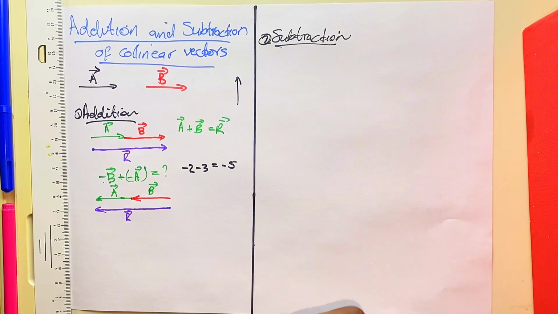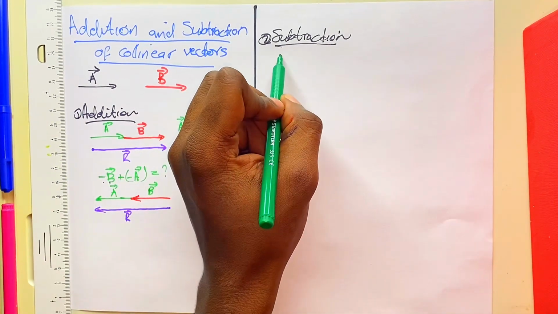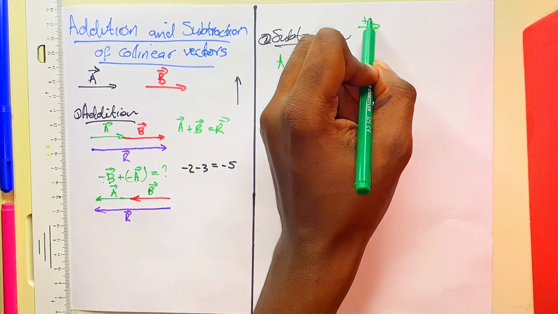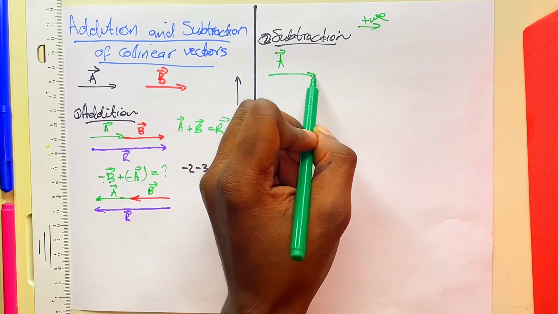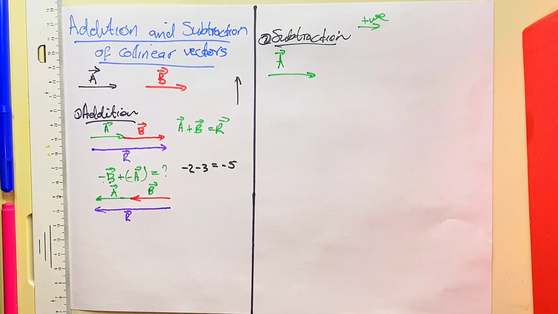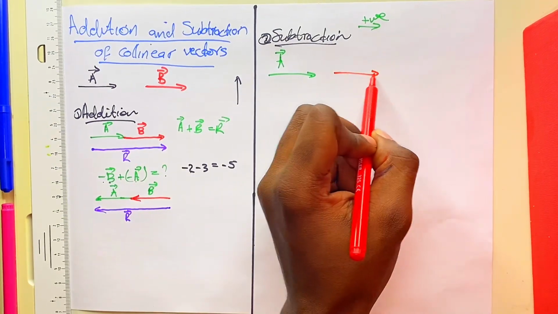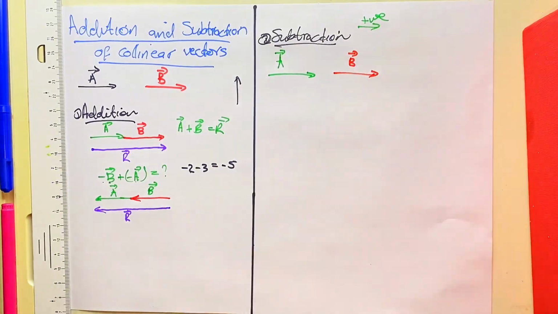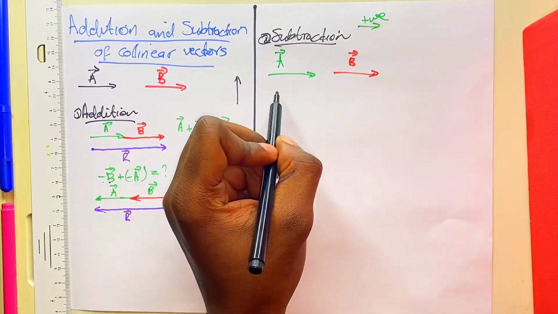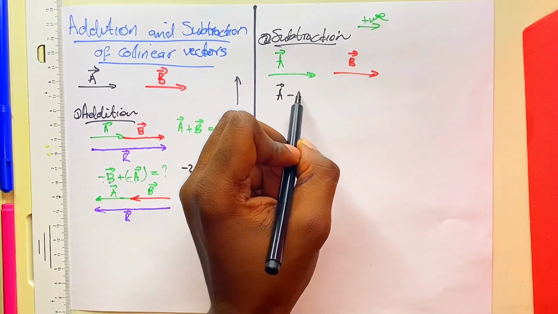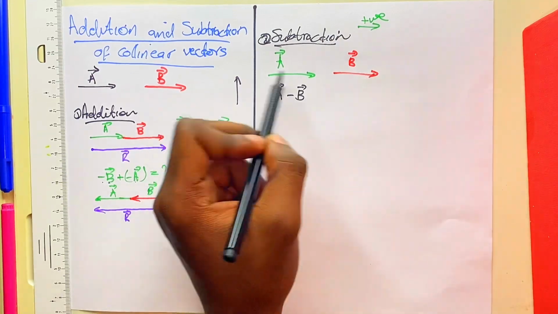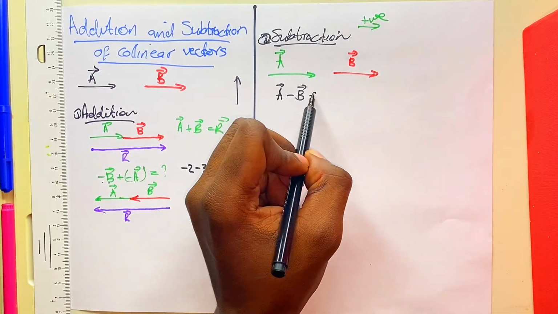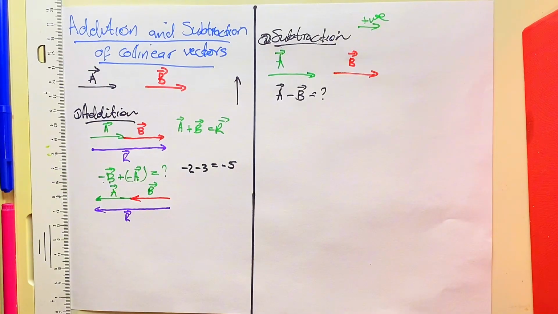Now when I say subtract them, I'm saying we have a positive. Say that our positive is to the left, our positive vector A, and we have our vector B again. Now the operation that we want to do here is we want to find A subtract B when they are collinear, acting in the same axis. What will be our resultant?